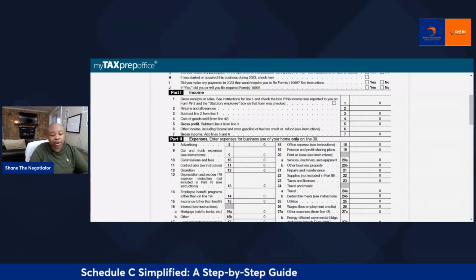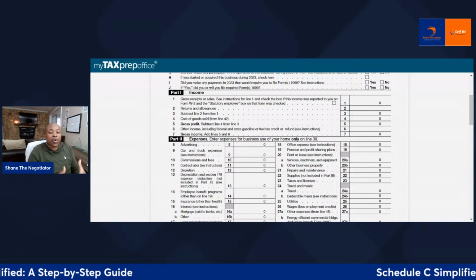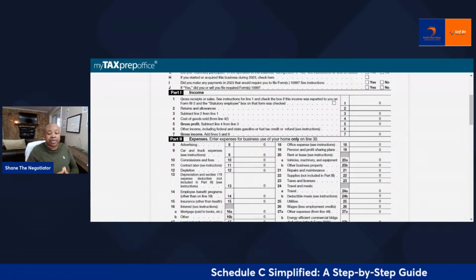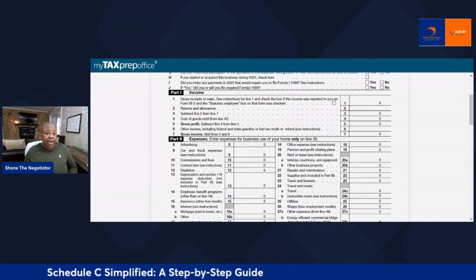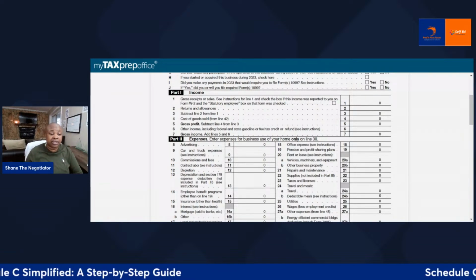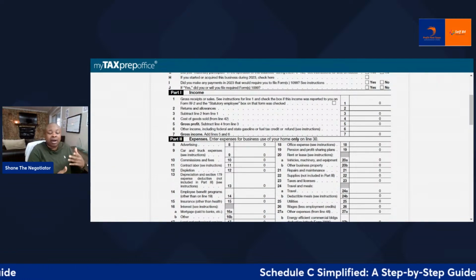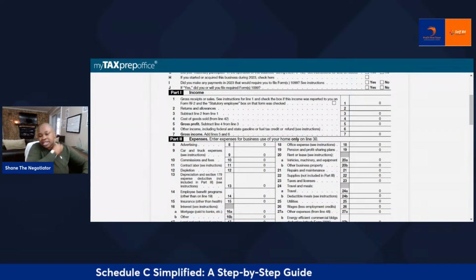So line 4, where it has cost of goods sold. Now, this is only for businesses that are selling products. If you're an e-commerce client, this definitely applies to you. Even if you are not an e-commerce client, because I do have clients, and some of you may fall into this category, where you are service-based and you're not selling products on e-commerce or anything like that, but you may have products that you're selling.